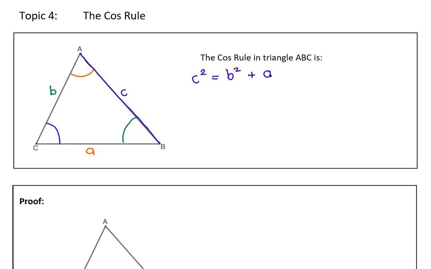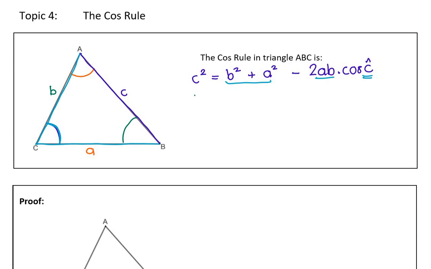So B squared plus A squared minus 2 times A times B, so those same 2 sides, times cos angle C. Notice that on the right hand side it's all about those 2 sides, A and B, minus 2AB, and then we say cos angle C, so that's between those 2 sides. Now you don't have to start with C squared.